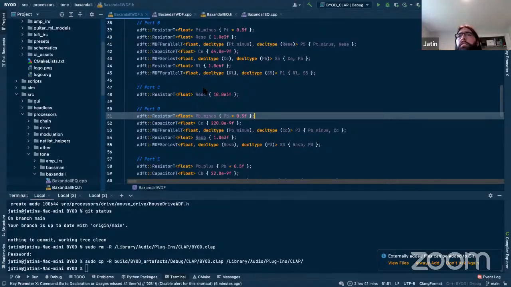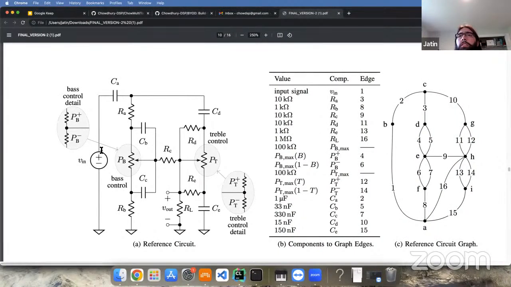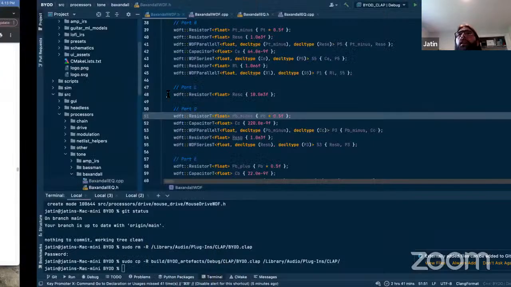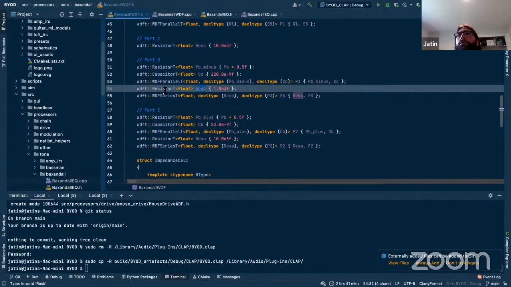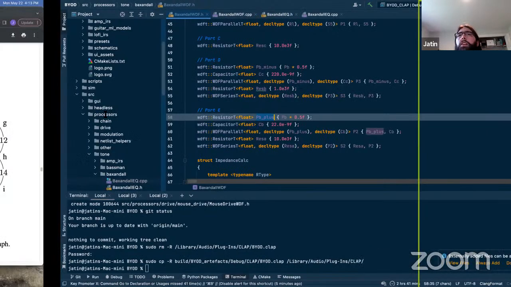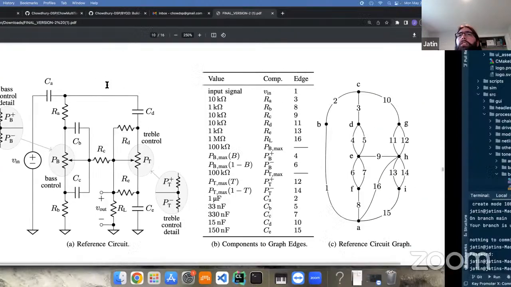We've got RB, PB minus CC, PB minus CC, res B, cool, cool. Then PB plus CB and RA.